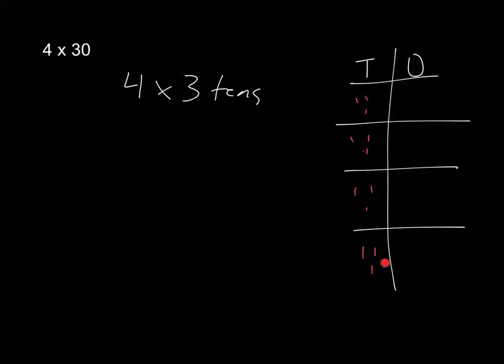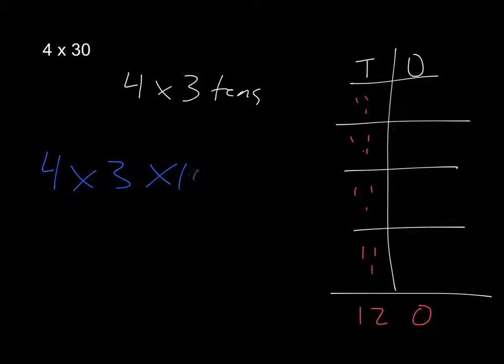When we look at a problem such as 4 times 30, remember what we're really saying is 4 times 3 tens. If I drew that on a place value chart, this is what it would look like, and then I could total them up to see that I have 12 tens, which is the same as 120. Now, we can also break this down so that we have 4 times 3 times 10. And then I'm able to rearrange the numbers.